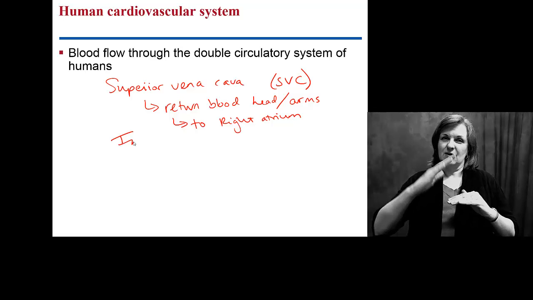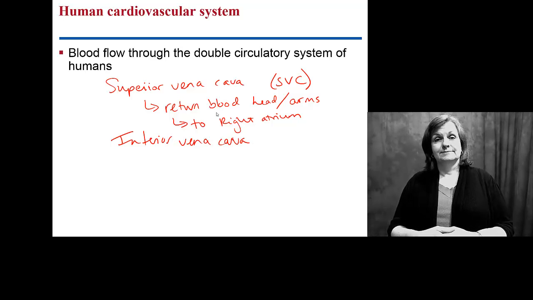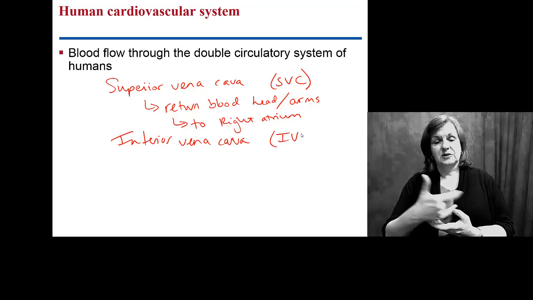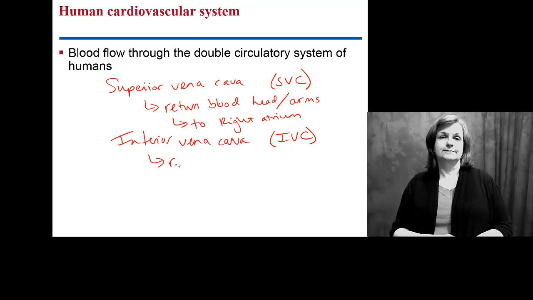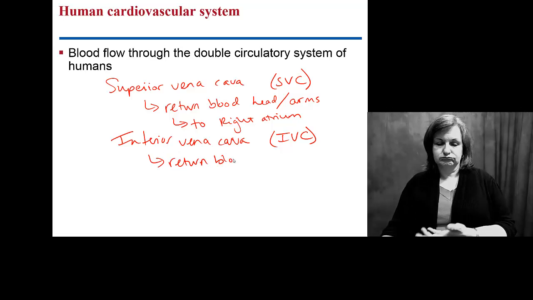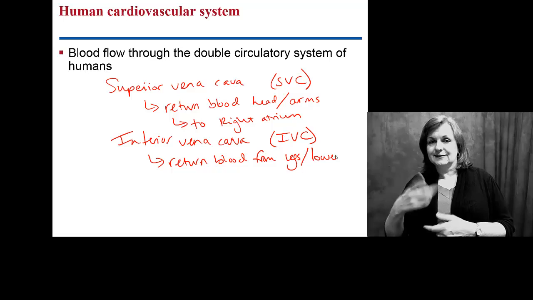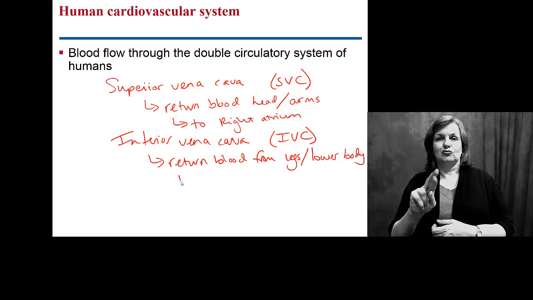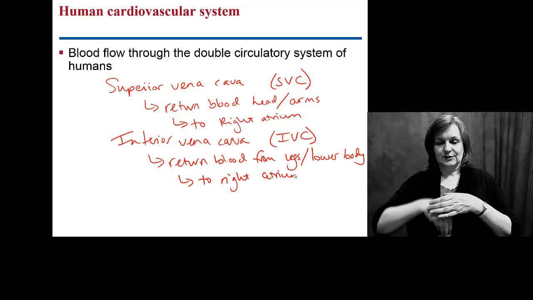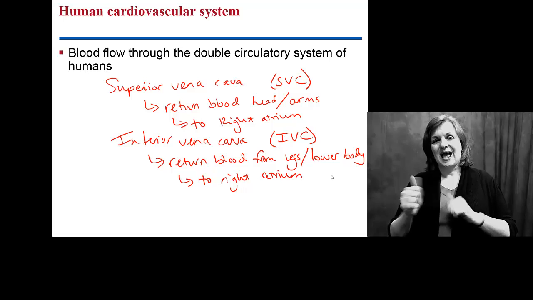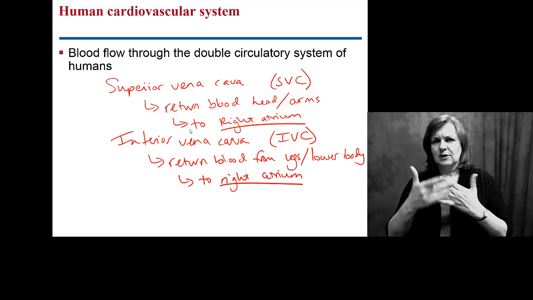We have the inferior vena cava. If superior is the top parts, where do you think inferior is returning things from? Return blood from the legs and the lower parts of your body. And again, returning to the right atrium. I don't care where it's coming from. If it's deoxygenated blood that needs to be pumped through, it's going to return to the right atrium, always.